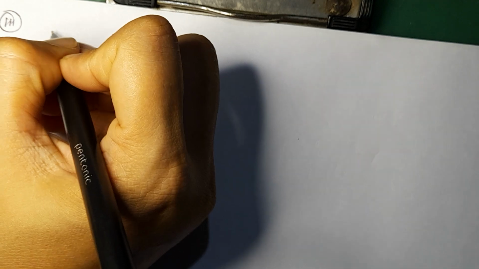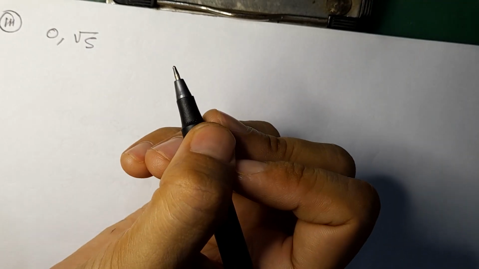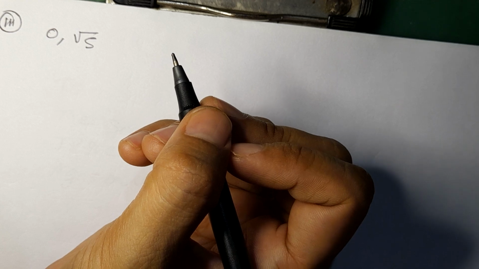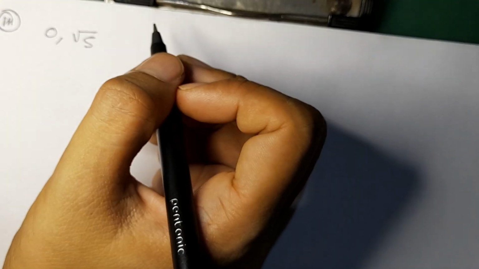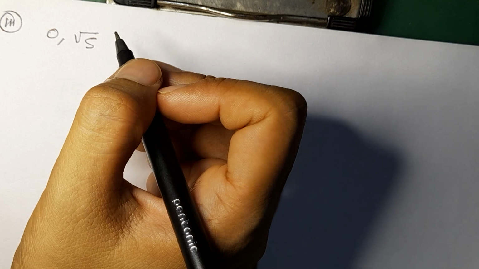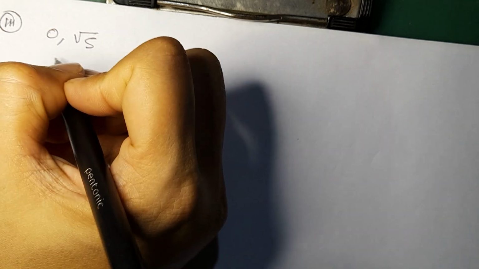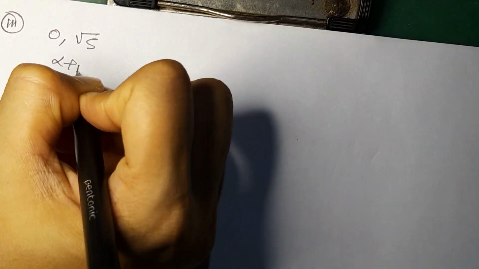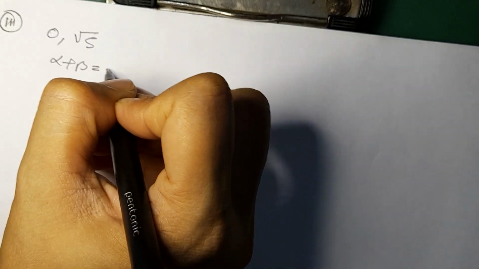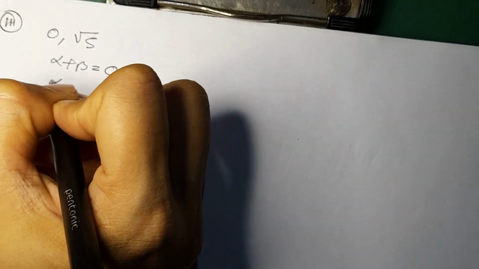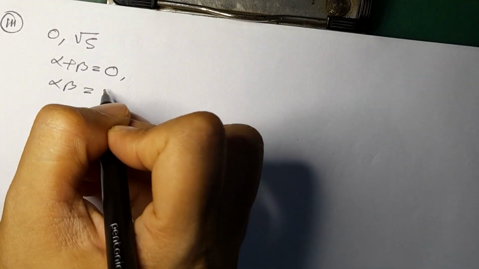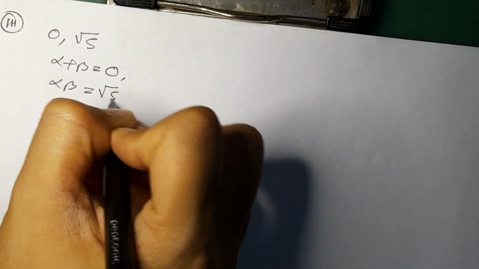Now come to Roman number 3. What is given? It is given 0 and root 5. What is given? The sum of zeros and the product of zeros. What is the sum of zeros? We always represent the zeros by alpha and beta. So the sum of zeros, alpha plus beta, is equal to 0, and the product, alpha beta, is equal to root 5.